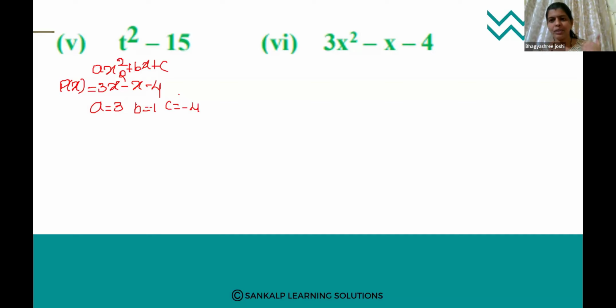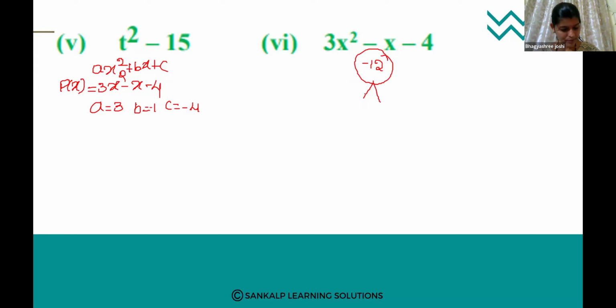So next step, find out the roots. How? By using factorization method. Factorization method ಅಲ್ಲಿ what you are going to do? First we should multiply a into c. What is the value of a here? 3. 3 into minus 4. 3 4s are 12. So ನಾವು ಮತ್ತೆ ಏನ್ ಮಾಡ್ತೀವಿ? Choose two numbers such that product should be minus 12 and middle term ಎಷ್ಟು ಬರಬೇಕು? minus 1 ಬರಬೇಕು.